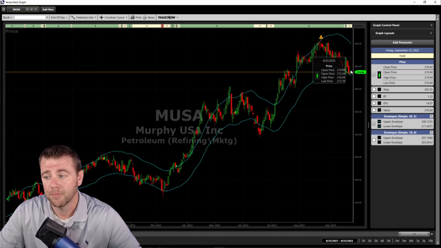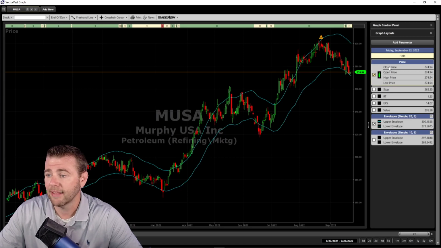Now, let's go ahead and add that simple 20-day moving average to give you guys a better visual of what we're looking at here. So I'll right click on the price box, go to add moving average, simple, simply select the 20 and add it on here. So we have our 20-day simple moving average, and then 5% above, we have the upper envelope, 5% below, we have the lower envelope.